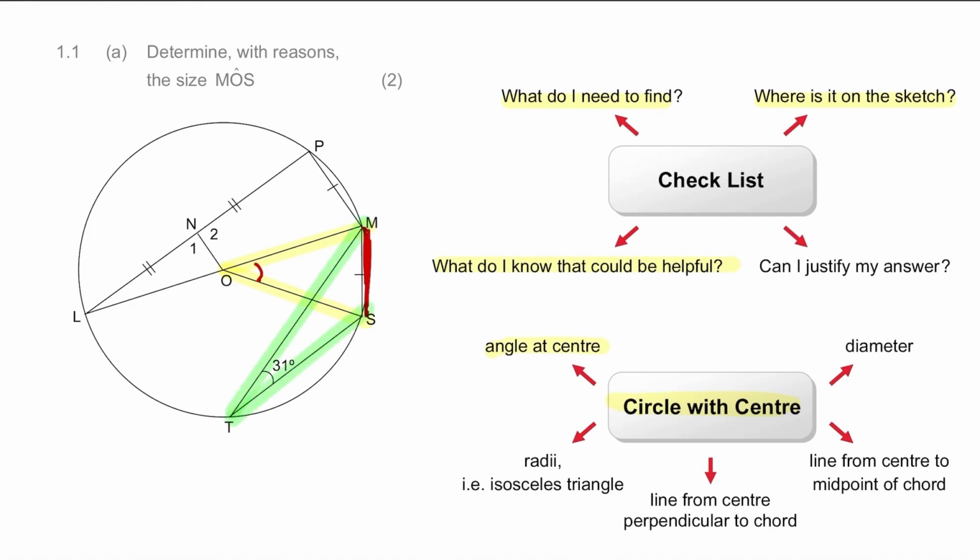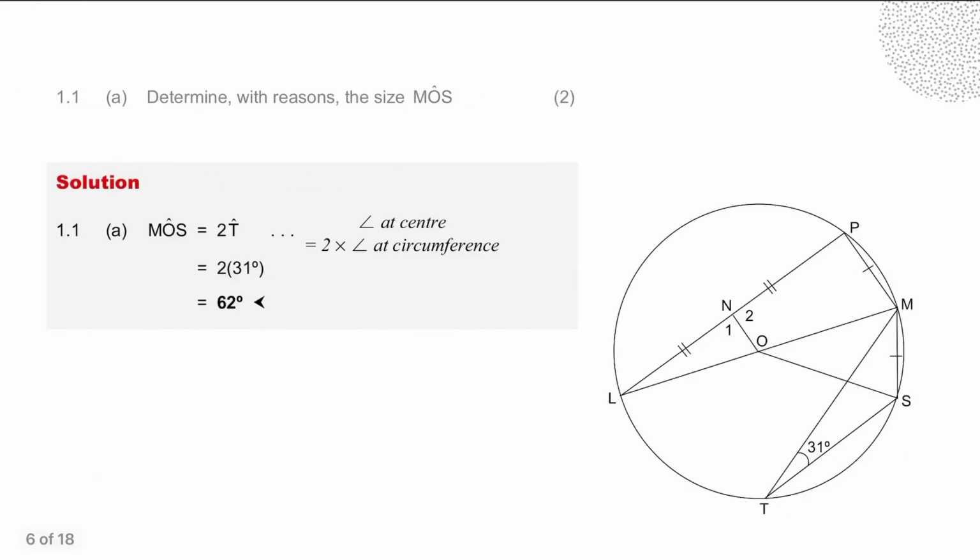chord to angle T creates an angle on the circle edge, and the angle at the center of the circle is always twice the angle on the circumference. So if we know that angle T is 31 degrees, then we know that angle O is 62 degrees. Angle MOS is 62 degrees. Angle at center is equal to twice angle at circumference.